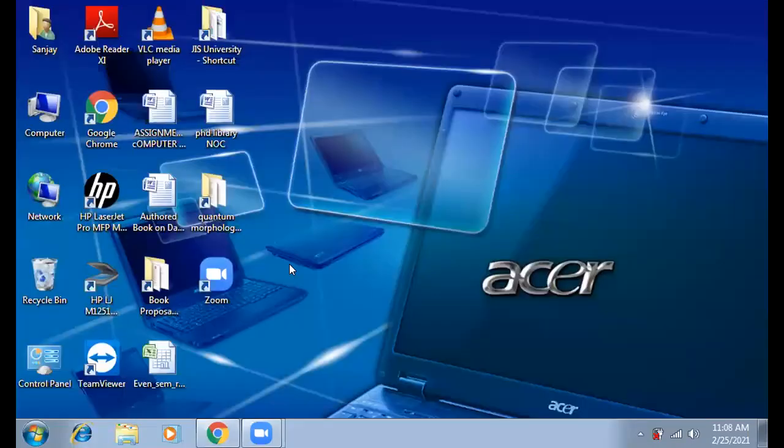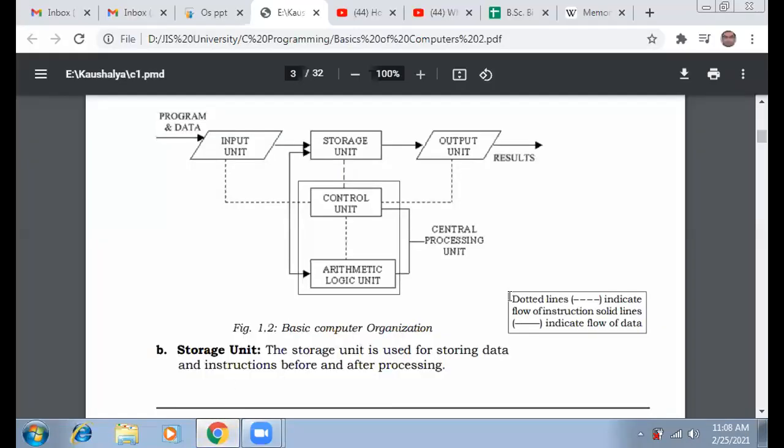Tell me whether the screen is visible to you or not. I think the screen is visible, sir, to everyone. Yes, sir. Okay.